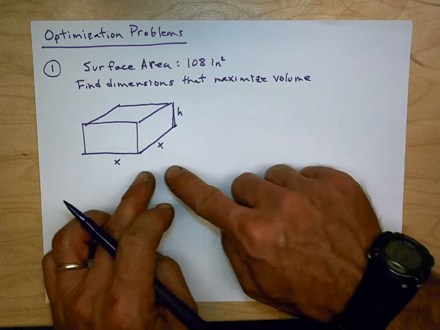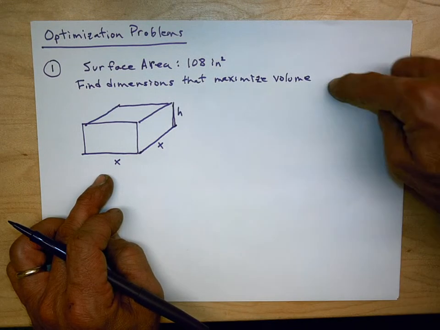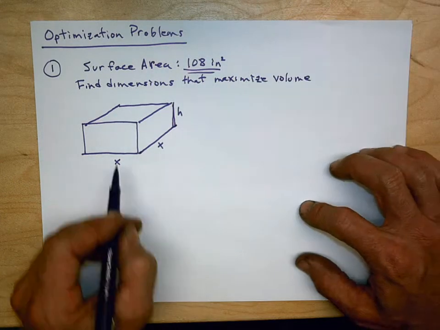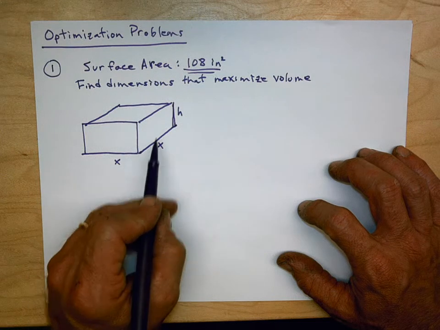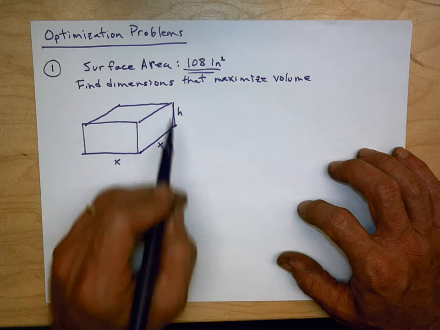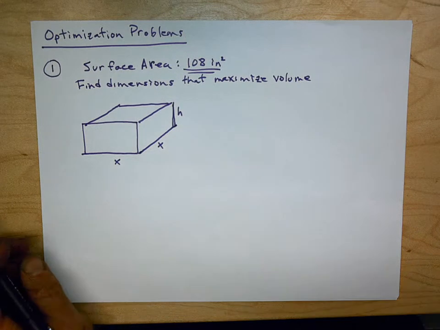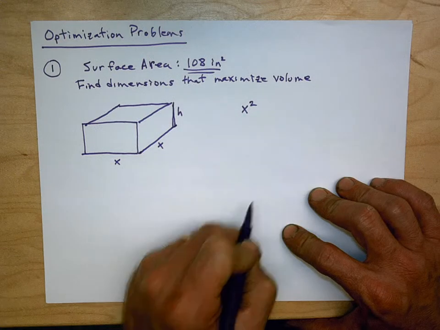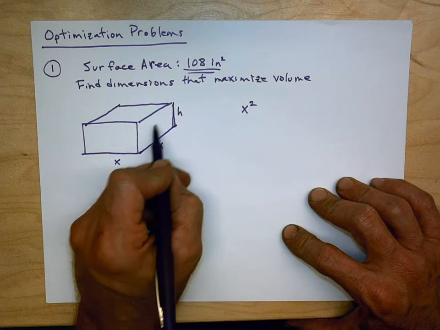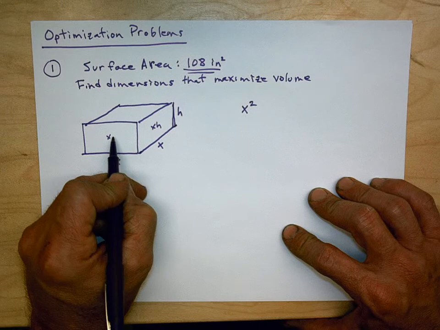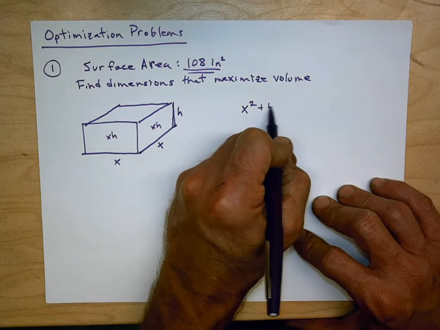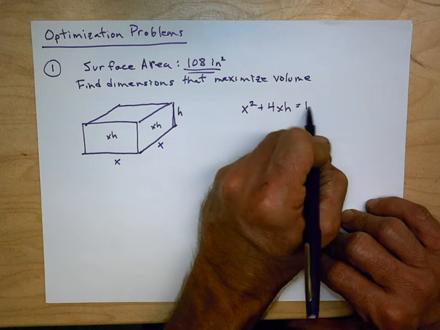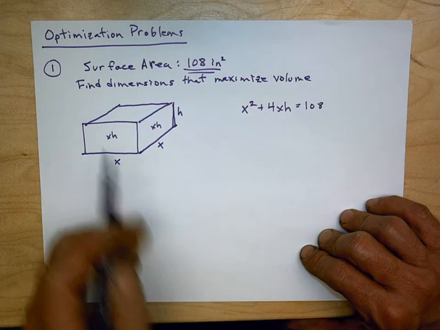Now that we've put that information in there, how does that relate to the information that's given? Well, I know my surface area. I've got the bottom of the box and then the four sides. It's an open top box, so I don't have to worry about any surface area on the top. The bottom of the box is x squared, and then each of these sides is x times h. We've got four of them, so 4xh, and we know that altogether this has to be 108 because that's the surface area.